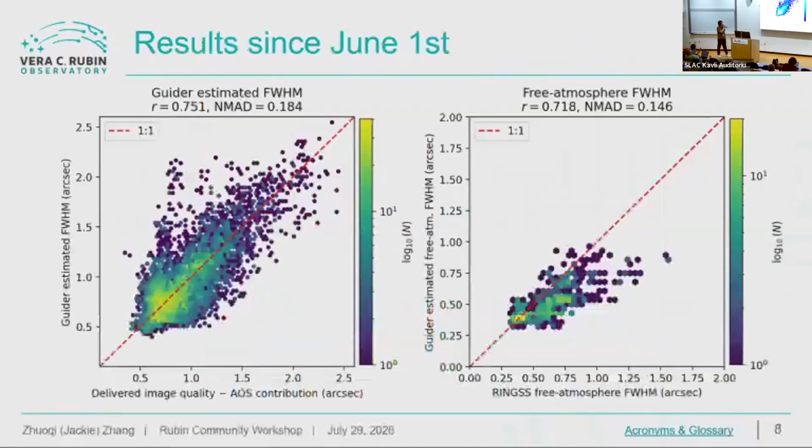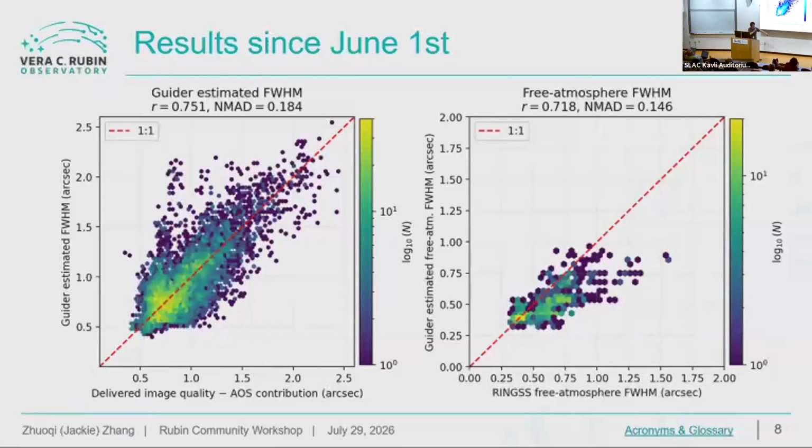Okay, and here is some summary from the past 2 months. So on the left, it is the comparison of the Dieter estimated full width half max with respect to the estimated image quality from the science sensors. So overall, you can see that they agree well. They track around this one-to-one relationship, and the correlation is good.